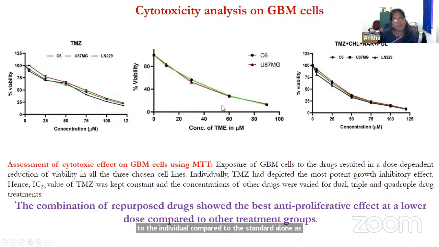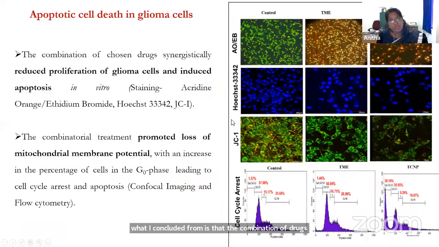I have not projected the other treatment groups here. So what I concluded is that the combination of drugs exhibited a potent anti-proliferative effect. Once we had determined the anti-proliferative effect, we wanted to check whether our drugs induced any apoptosis in the glioma cells.